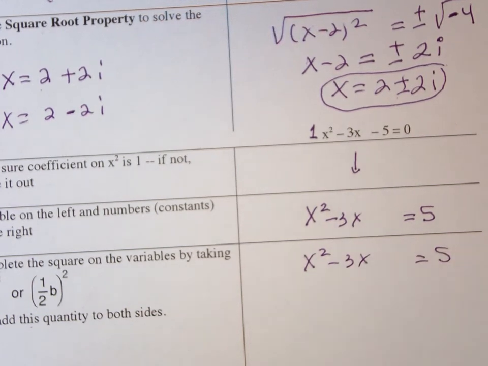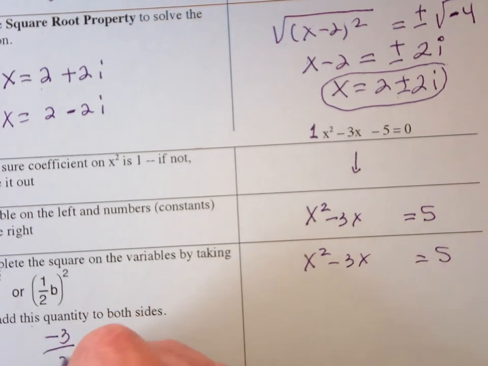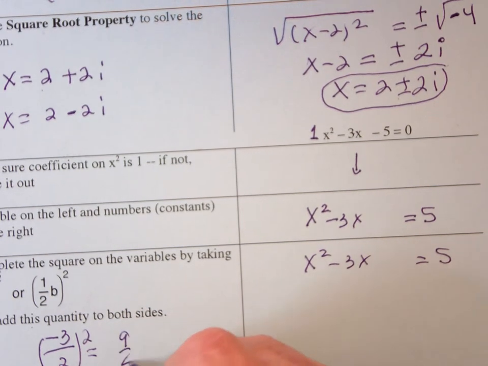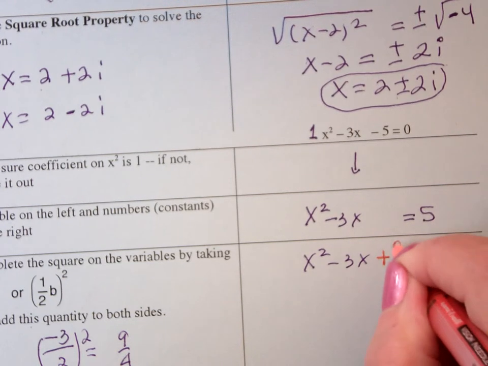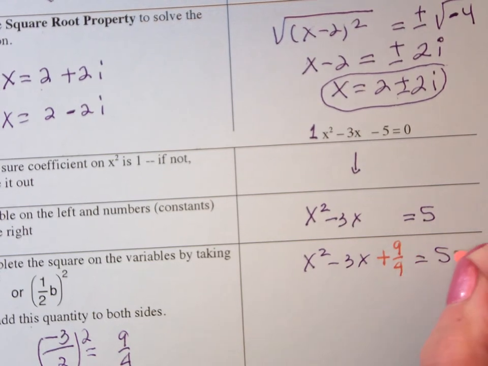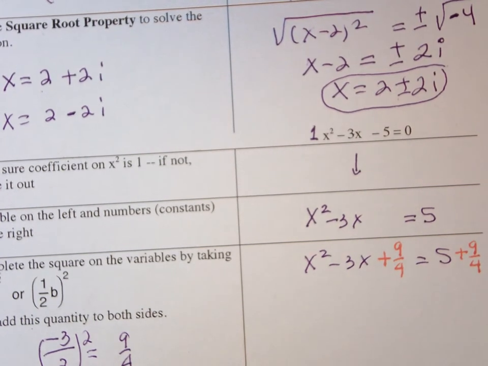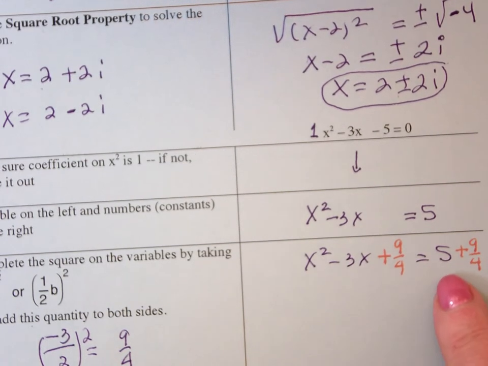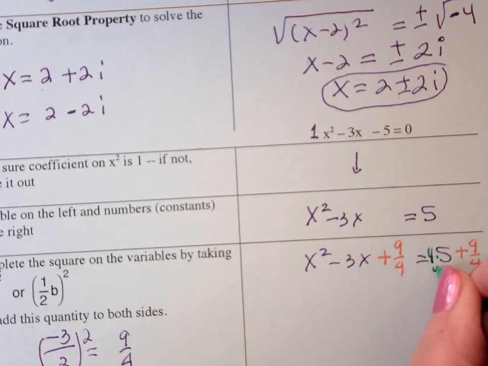by taking the coefficient of x, which is negative 3, divided by 2 and square it, which is 9 over 4. And I'm going to add 9 over 4 to both sides. Now I'm going to have to do a little work, because I'm going to have to add 5 to 9 over 4, which means I'm going to have to write 5 in fourths, so 20 over 4.